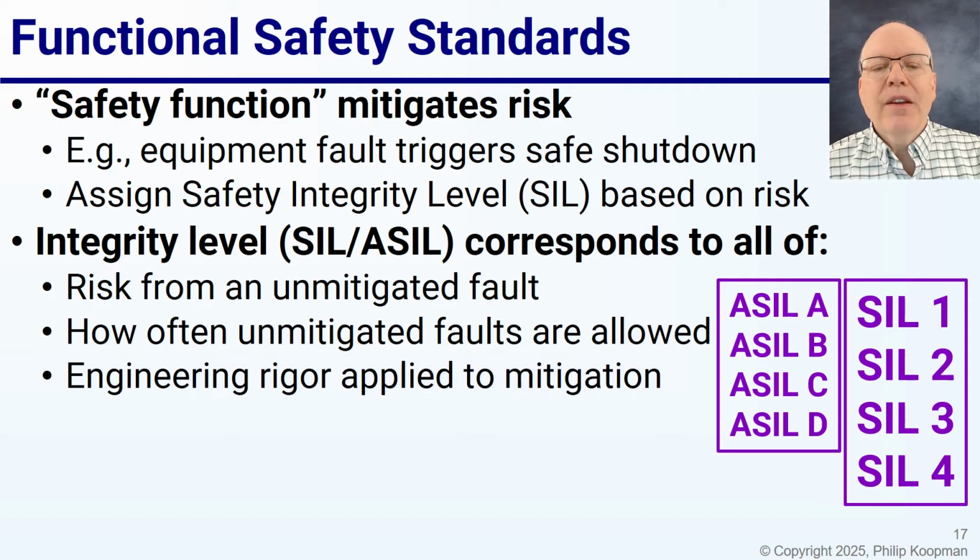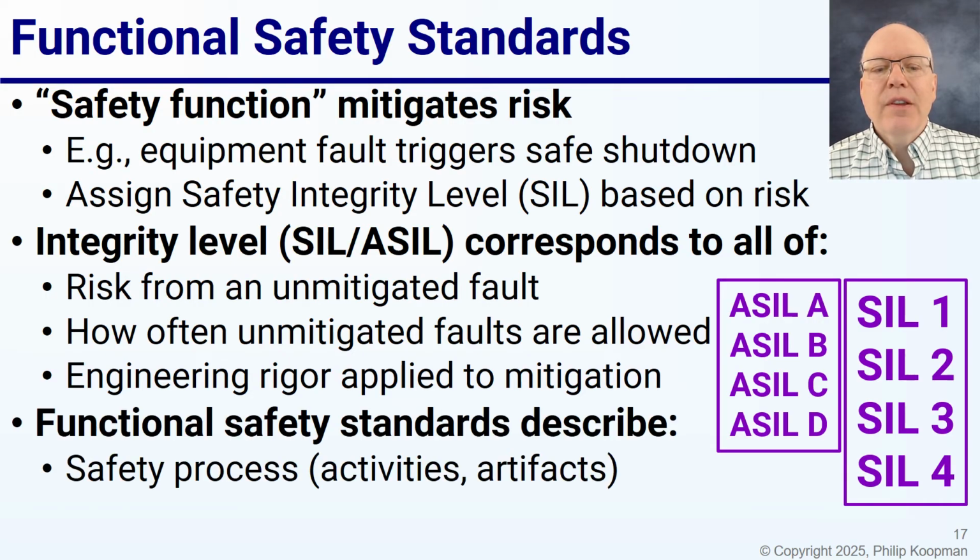There's also the engineering rigor applied to mitigation. That also goes with a SIL. So a SIL is the risk if you don't mitigate the fault. A SIL is how often it's allowed to happen without the mitigation. So how reliable your mitigation needs to be is the inverse of that. And it's also the engineering rigor. The idea here is the more risk there is, the more work you have to do to prevent it, and the less often it's allowed to happen. So SIL means all three things at once.